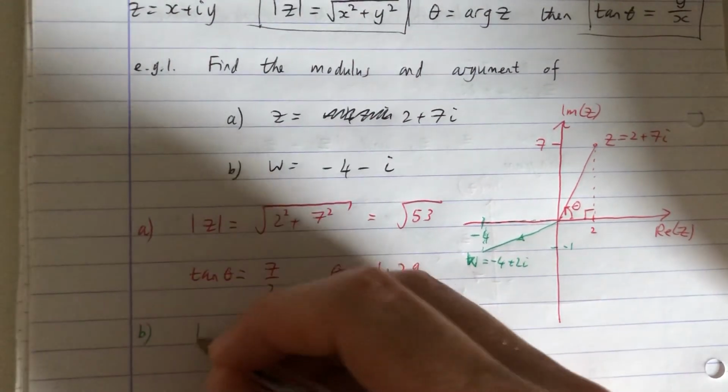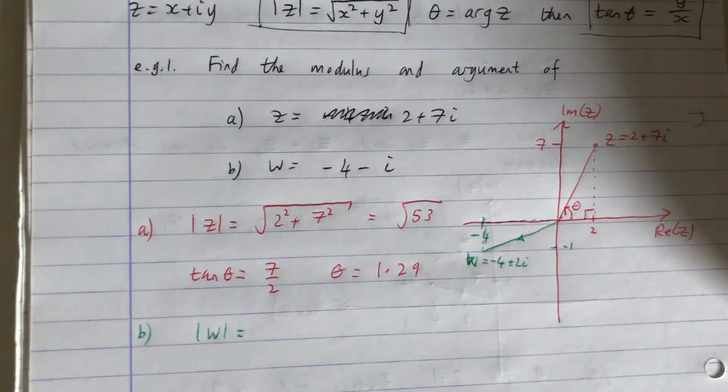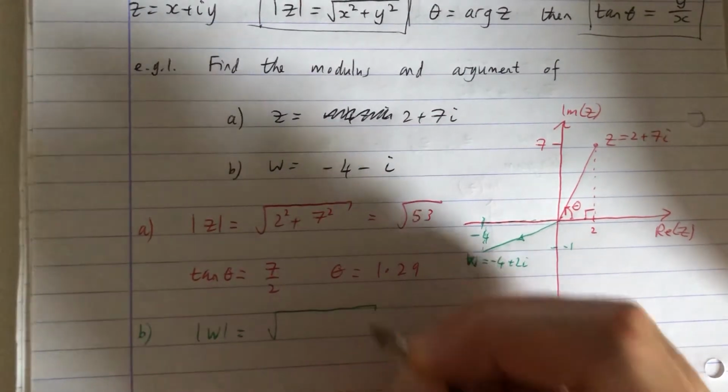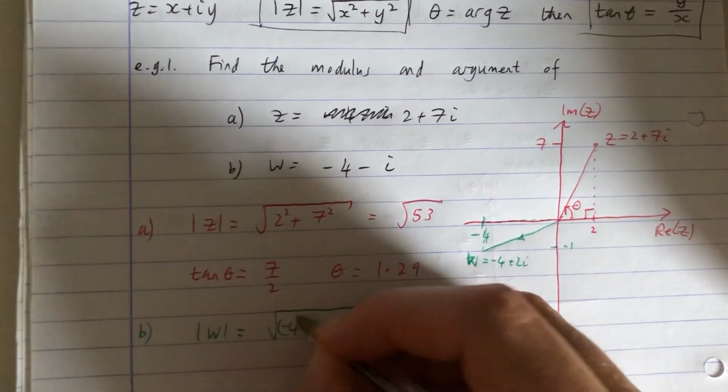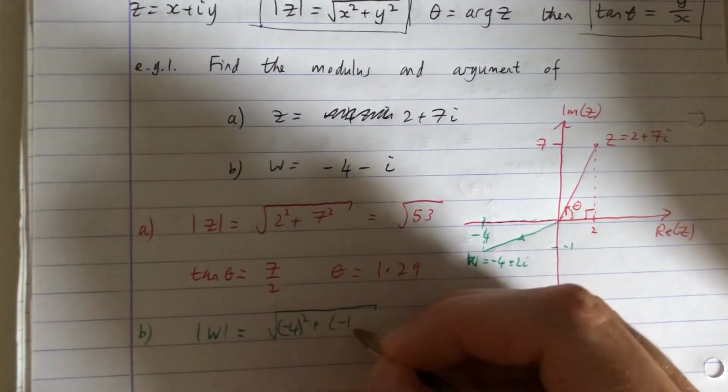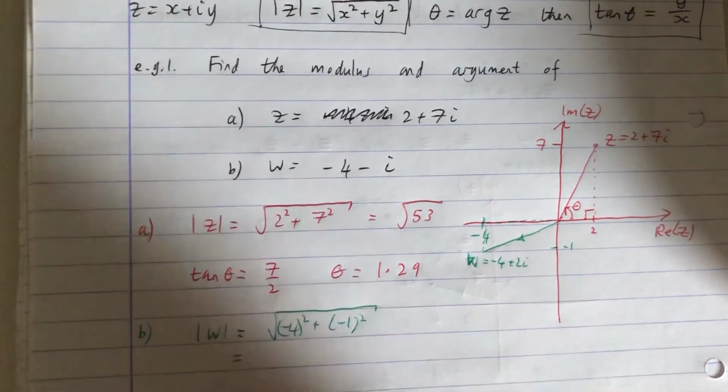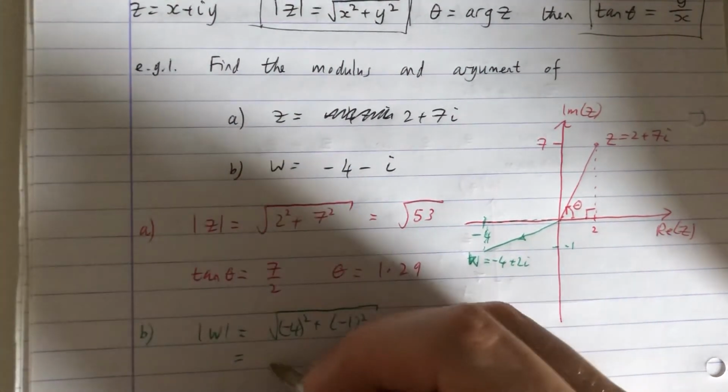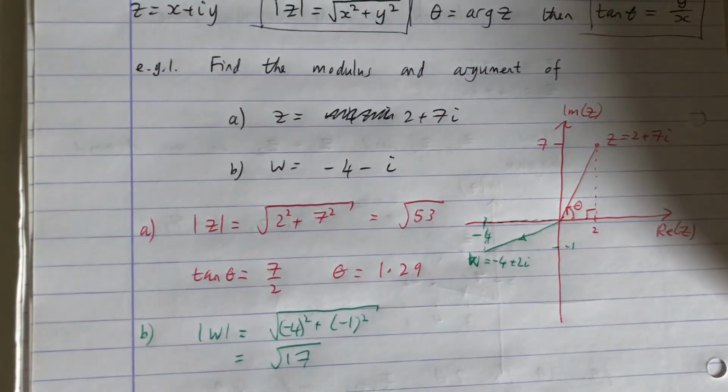Part B. Modulus of W is Pythagoras' theorem. Easy bit to remember. -4 squared plus -1 squared, which is equal to root 17.